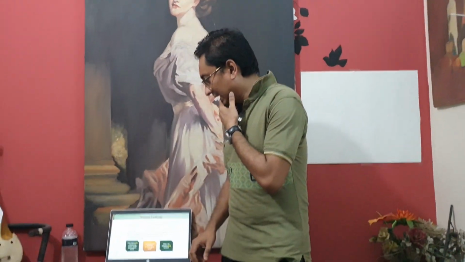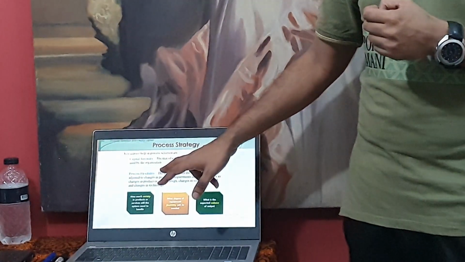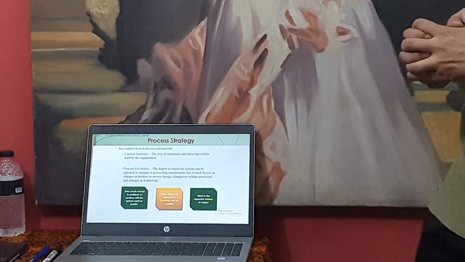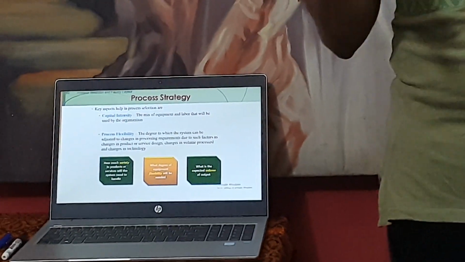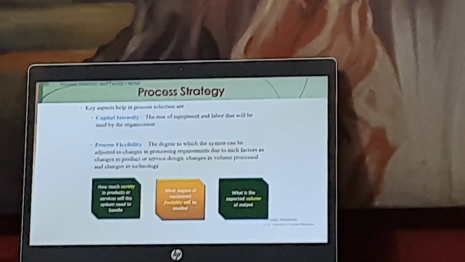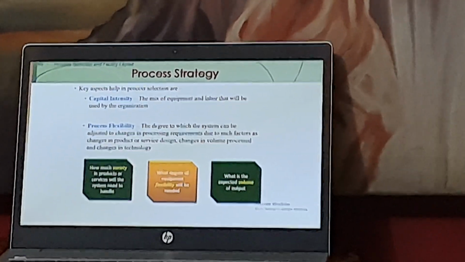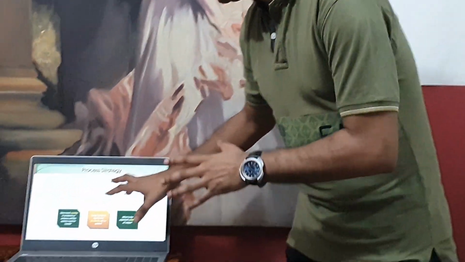Now, I'm going to show you in the second slide two definitions. One is capital intensity, another is process flexibility. The first definition says it is the mix of equipment and labor that will be used by the organization. Nowadays, we're going through a transformation process in manufacturing organizations. Most organizations now use automation, but you still need some human labor, because without the input of human labor, it would be really hard for the organization to go through with automation. So this mixing of human labor and equipment is what we call capital intensity. The second one is process flexibility.